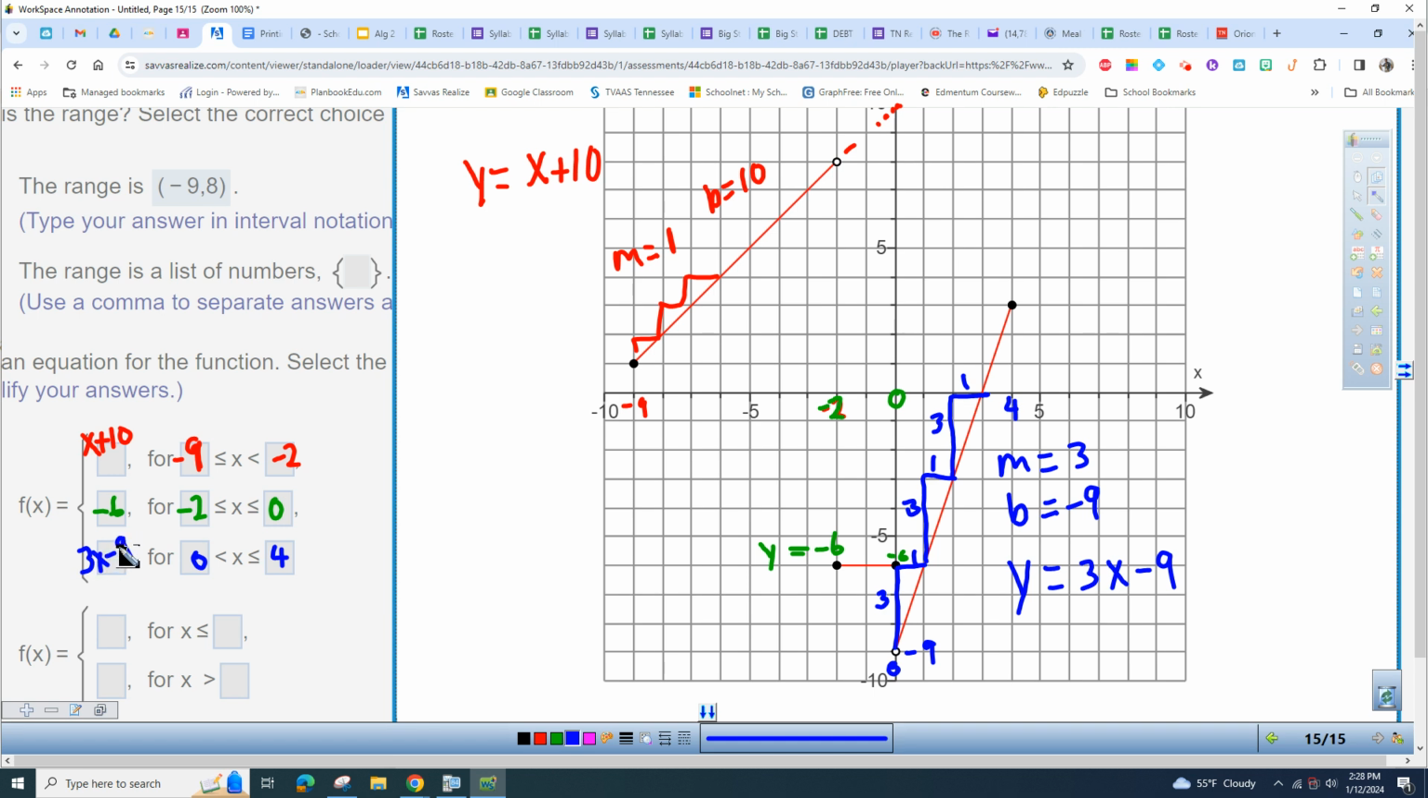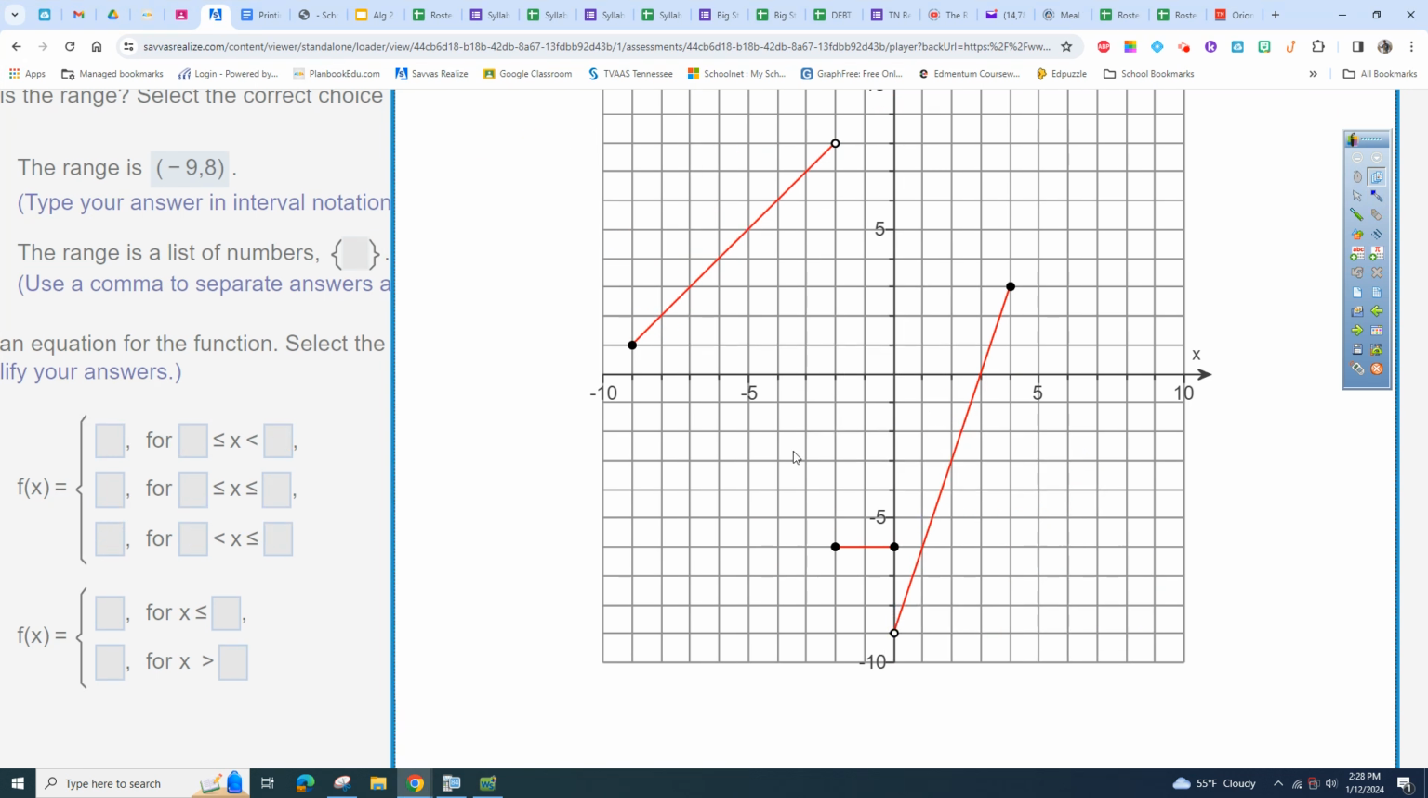Give me a second to write this down on a piece of paper so that when it clears out, I can transfer it. -6, -2, and 0. 3x minus 9, 0, and 4. Okay. So thank you for your patience with that.